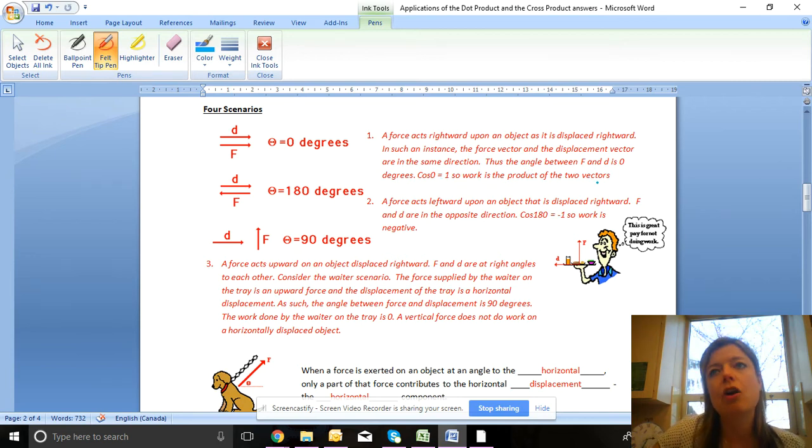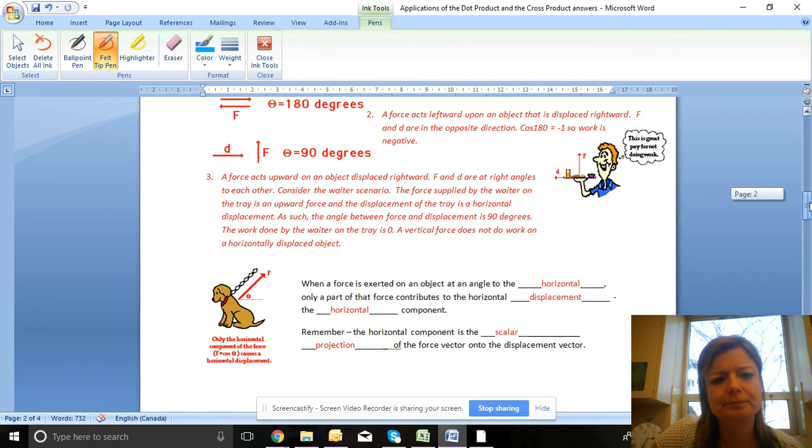So imagine that all of the force is only going in one direction and this displacement is going in that direction. So you're just multiplying the force times the displacement. Now if a force is acting leftward on an object that is displaced rightward, then they're in opposite directions, and so work will be negative because cos 180 is -1.